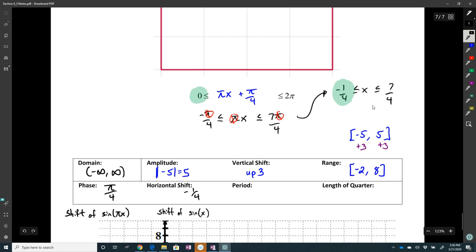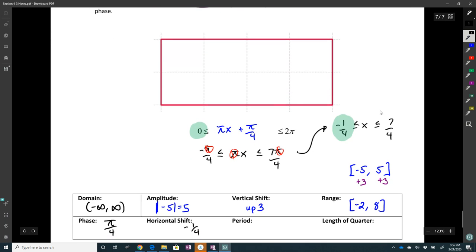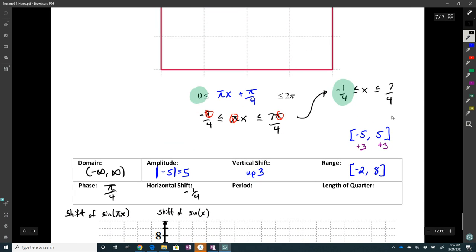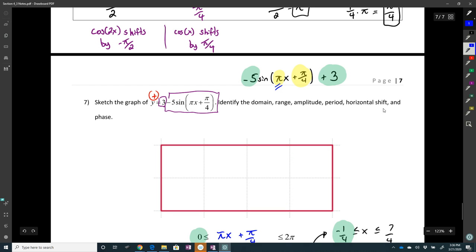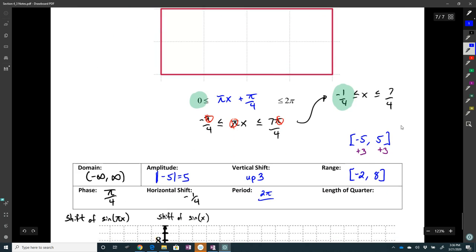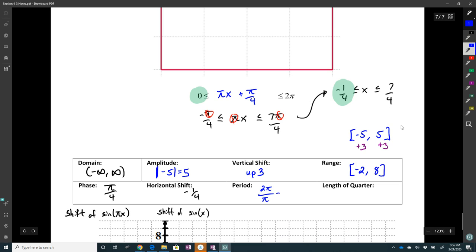All right. So anyway, for my period, we can use the formula. The period is 2 pi divided by the number in front of x. Well, the number in front of x is just pi. So 2 pi over pi is just 2. And the length of a quarter is a quarter of that, so 1/4 times 2 is just 1/2.